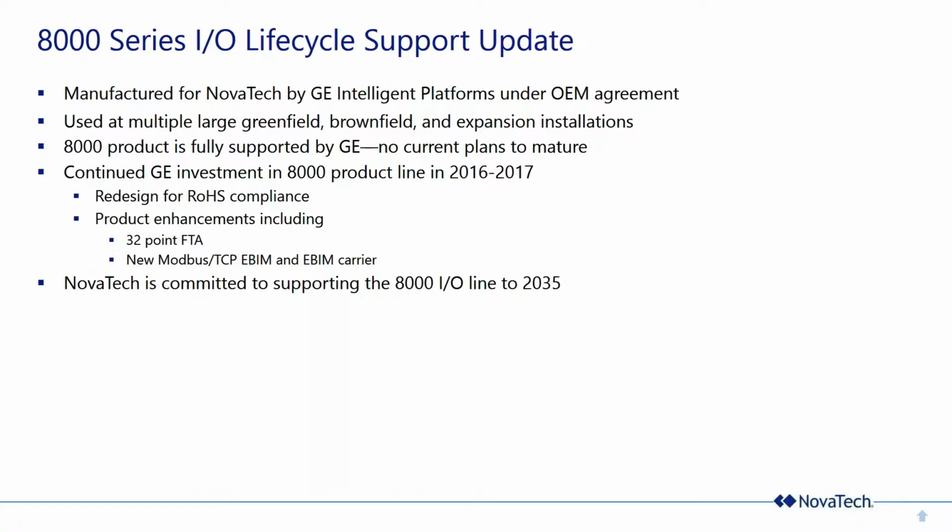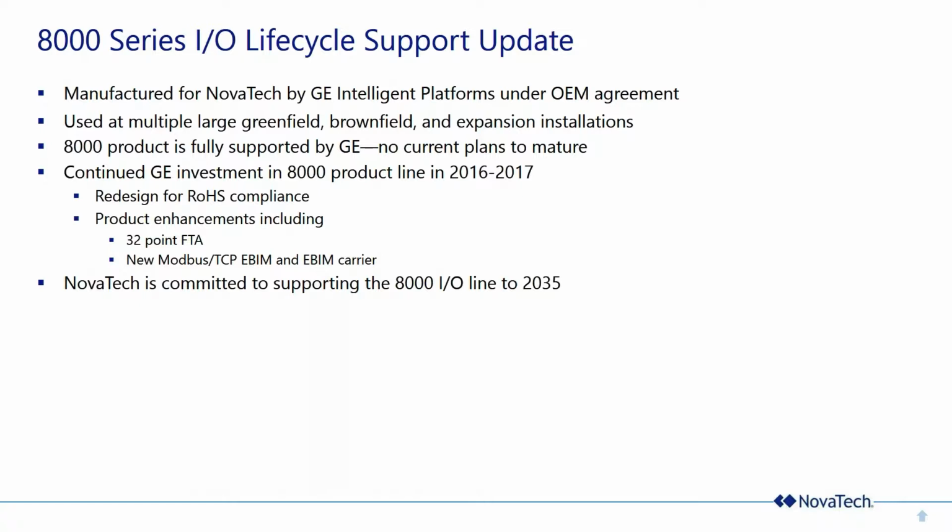In 2016 and 2017, there's a program currently underway for redesigning the I/O to RoHS compliance, which is a requirement for selling the I/O in Europe. What does that mean? It means that at the end of 2017, when the full rollout of RoHS compliance is done, all modules and all circuit boards in that 8000 I/O are going to be current designs that can be manufactured using up-to-date modern components, because only the more modern components meet the RoHS compliance.